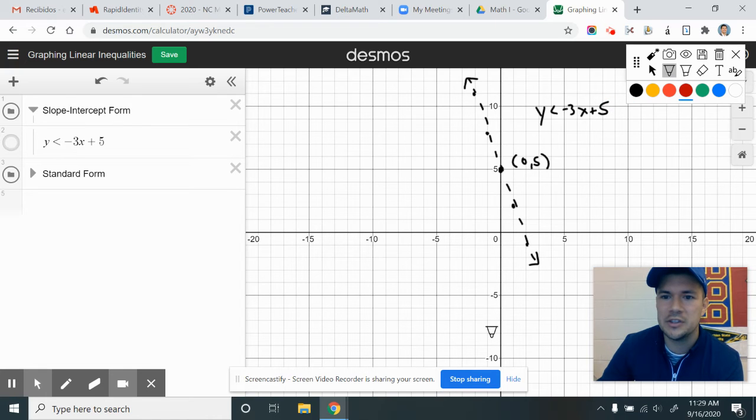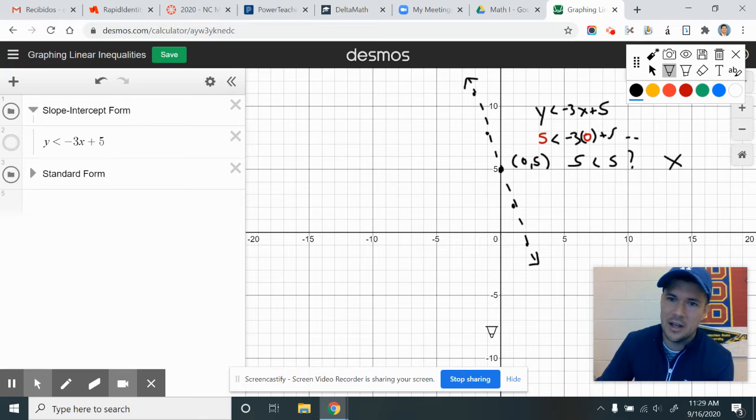let's say I evaluated this at (0, 5). So I put in 5 for y and 0 for x. Is 5 less than negative 3 times 0 plus 5? Negative 3 times 0 is 0, 0 plus 5 is 5. Is 5 less than 5? Well, the answer is no. 5 is not a number that's less than 5. So that lets you see why I'm doing a dotted line. I have this line to guide myself, but the points on this line are not going to satisfy this inequality. In other words, they're not going to give me points that are true.